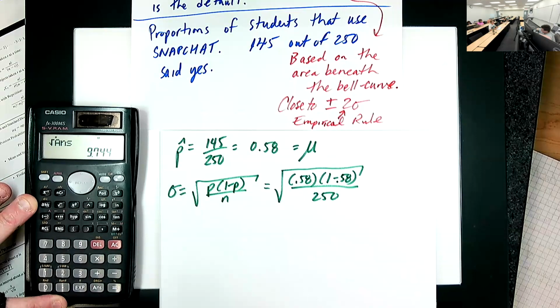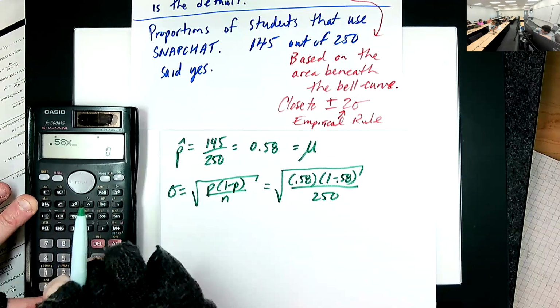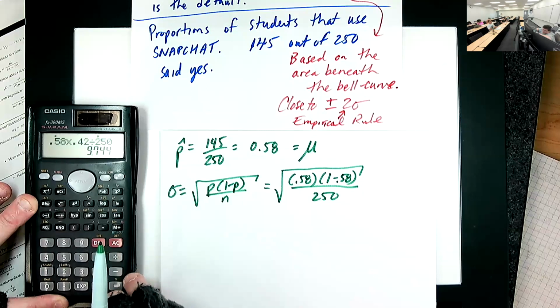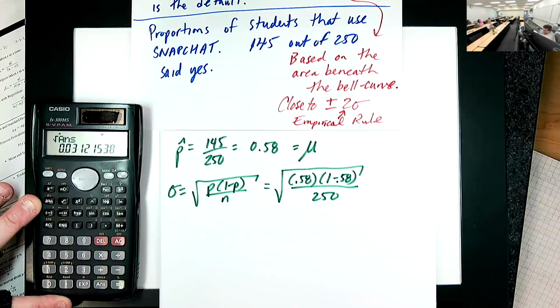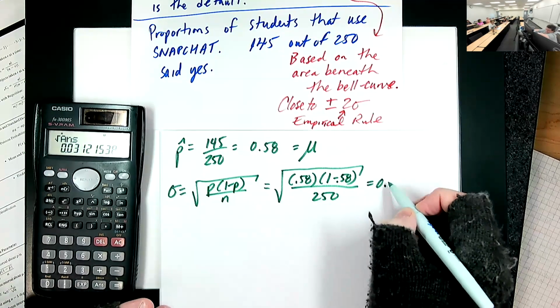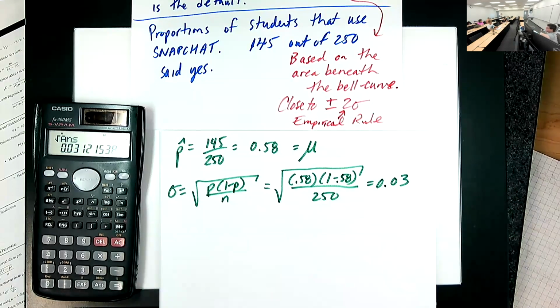Square root of the answer is, that seems off, 0.58 times 0.42 divided by 250. And now it is off. Square root of the answer, I hit it twice. No, that is about right. 0.03, that's good. We'll use 0.03.